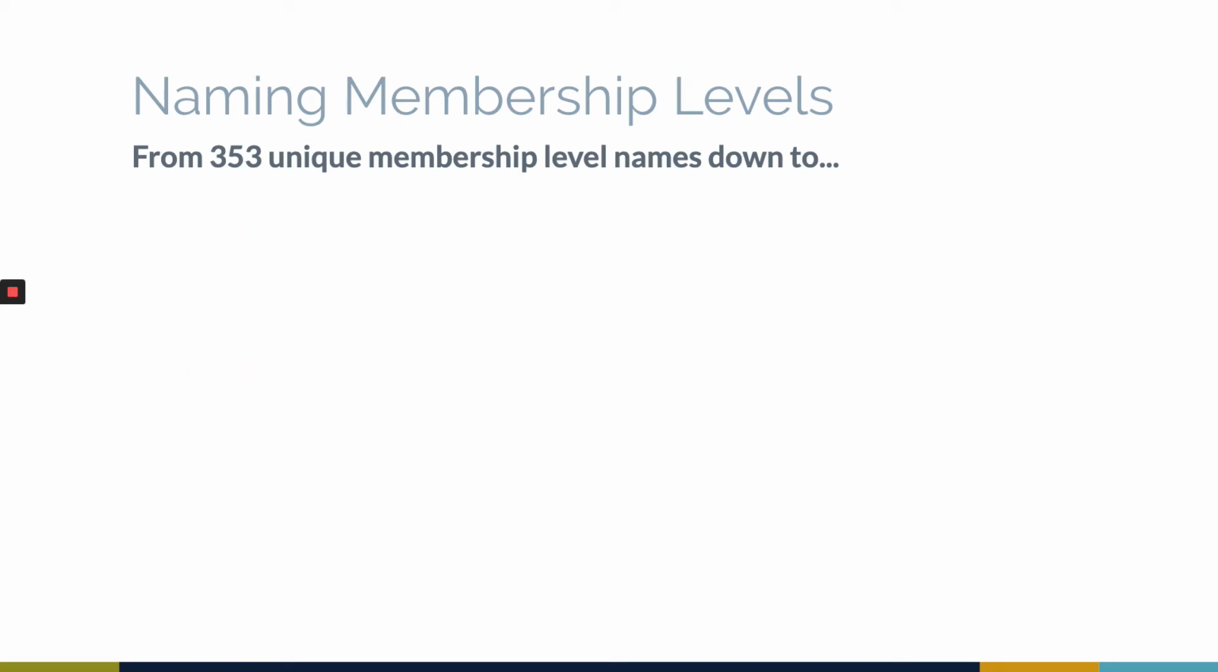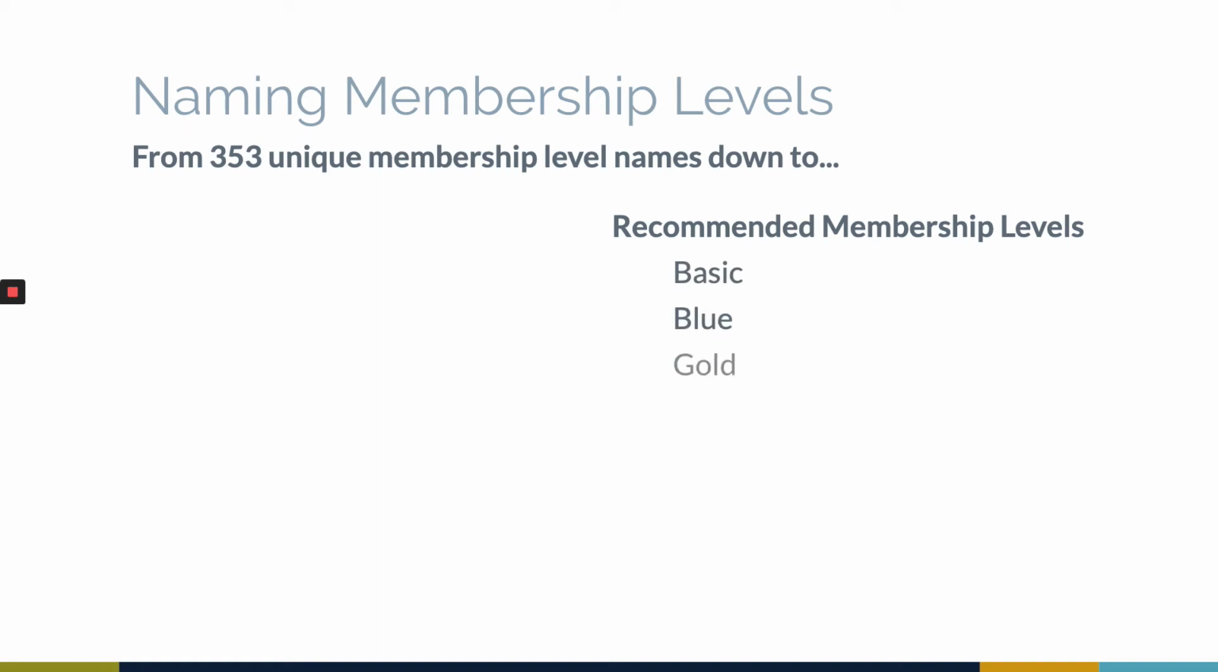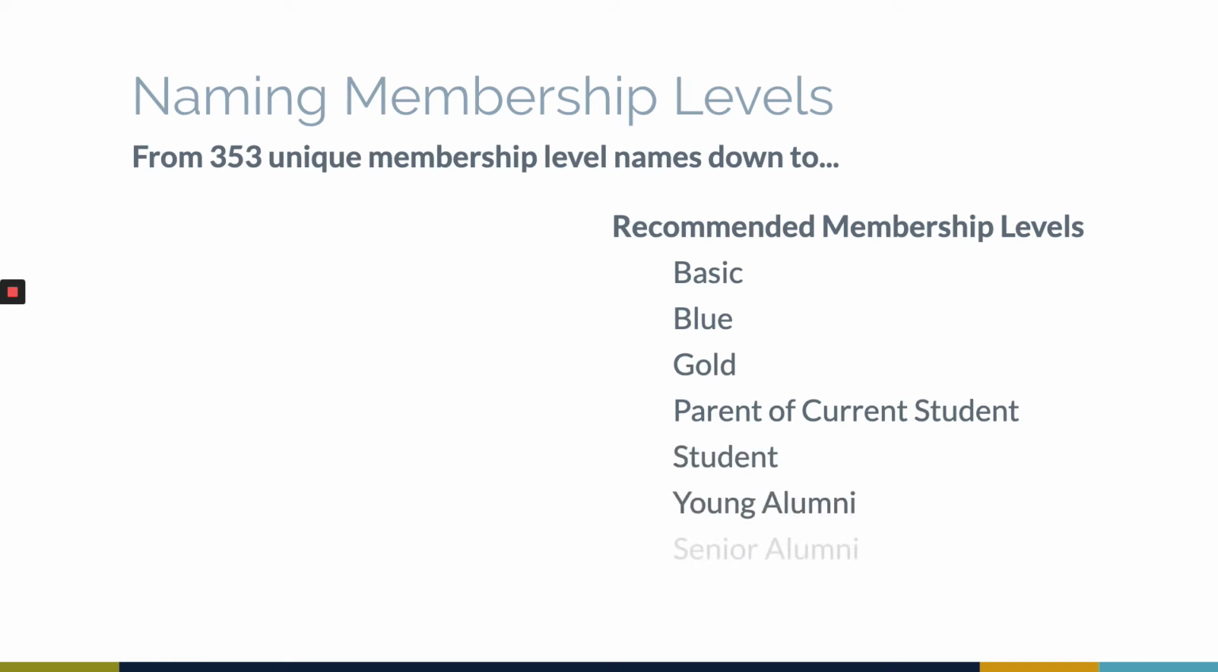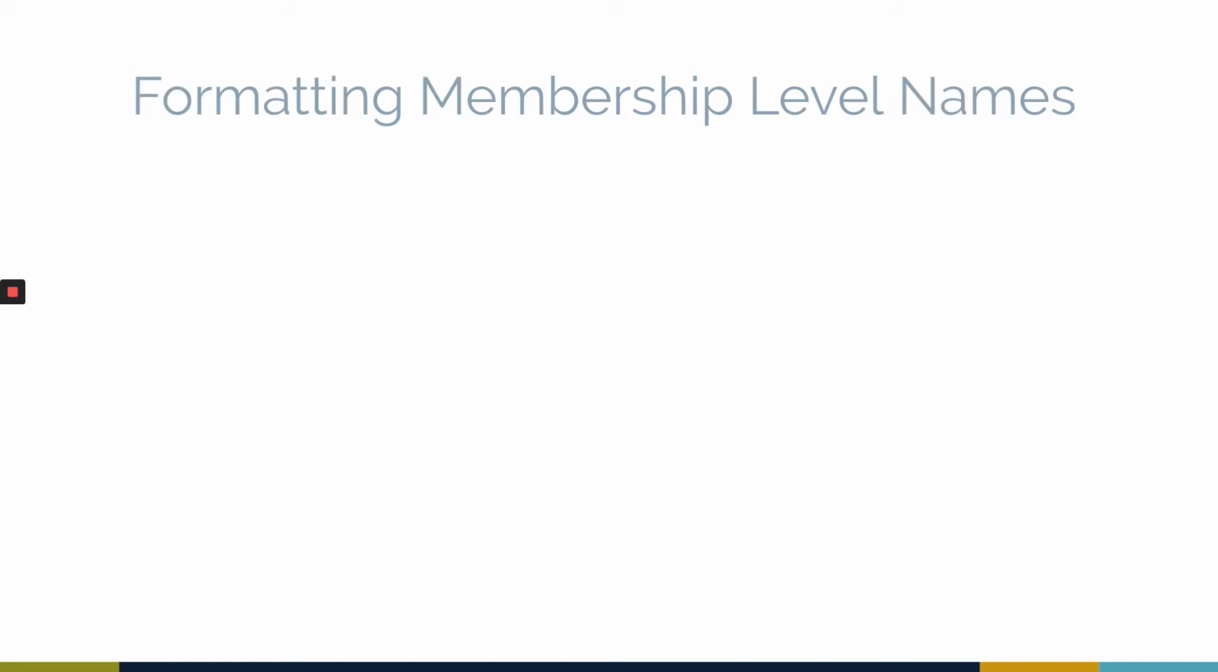So of that list, we've come down to recommended membership levels. You're not required to use these membership levels, but we find that these work best and are pretty much what clubs are using across the board. So we have basic, blue, gold, parent of current student, student, young alumni, and senior alumni. Obviously, you can add additional membership levels, but be sure to look at that recommended list, which will be posted along with this video, and choose your membership level names accordingly.